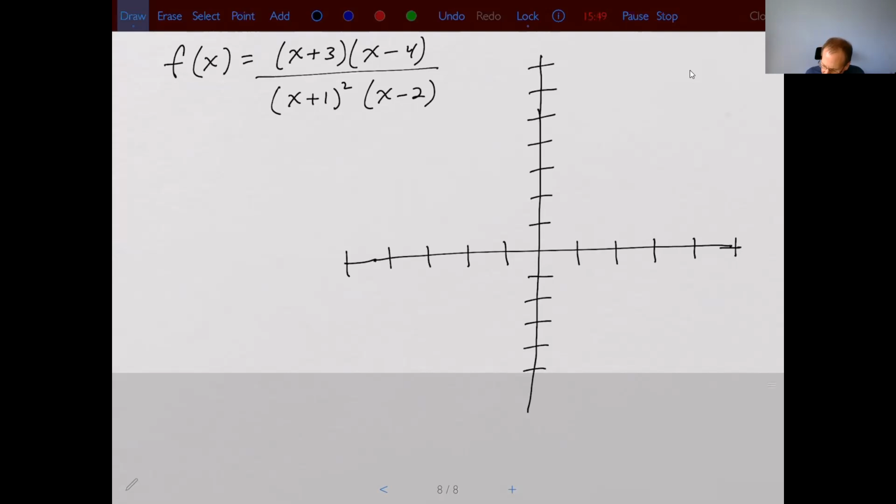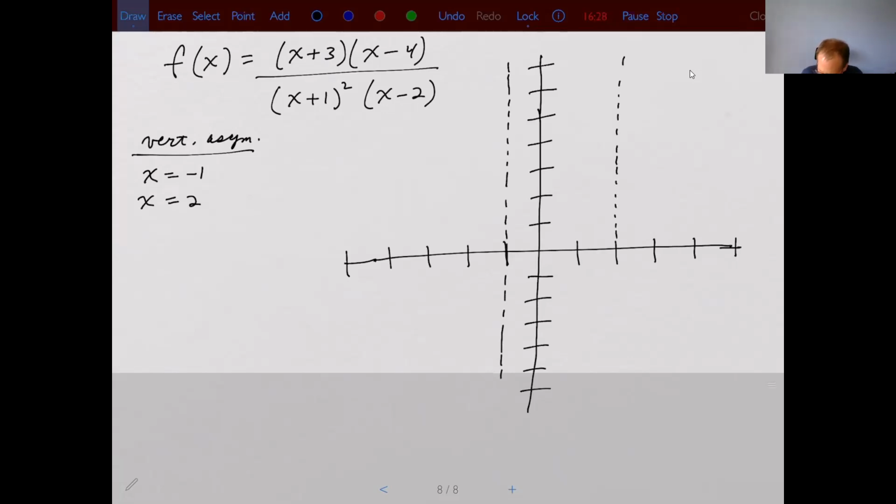All right, now what did we find? We found that there was a vertical asymptote at x equals -1 and x equals 2. Right, so I can draw that in here. So this is the one at -1. And then it also had one at 2, right? So something like this. You should just do a dashed line for the vertical asymptote.